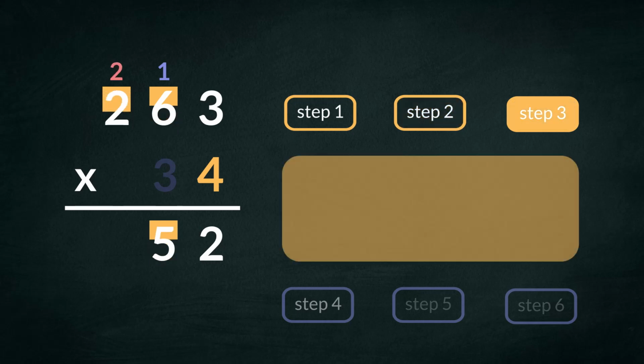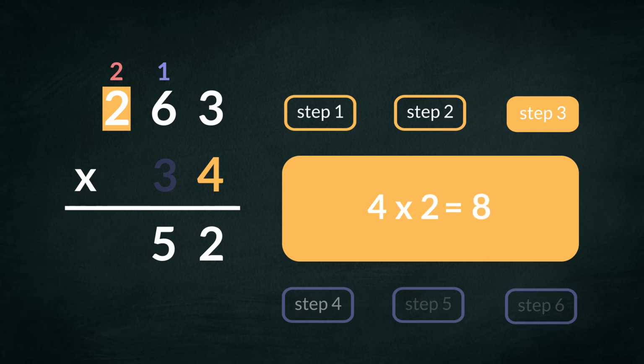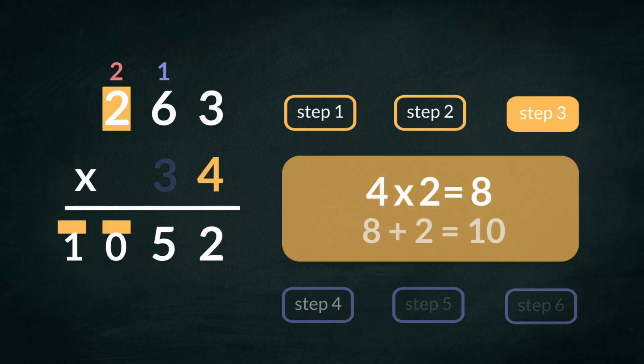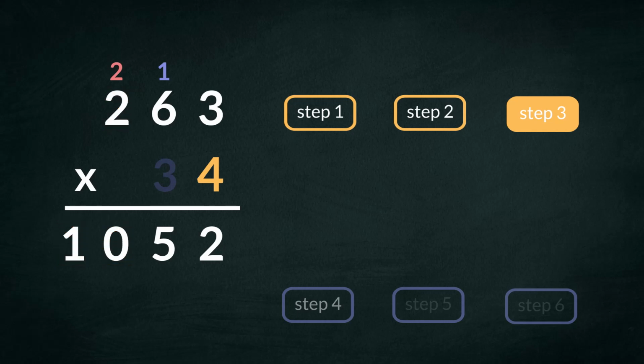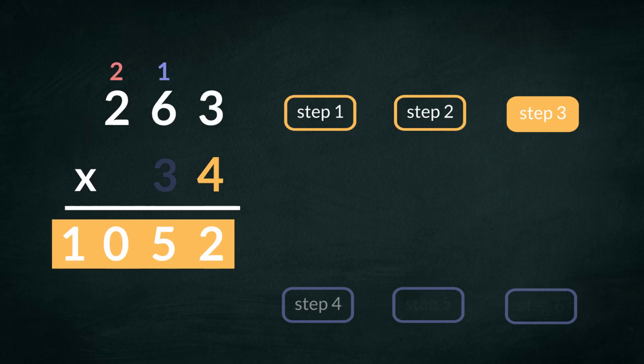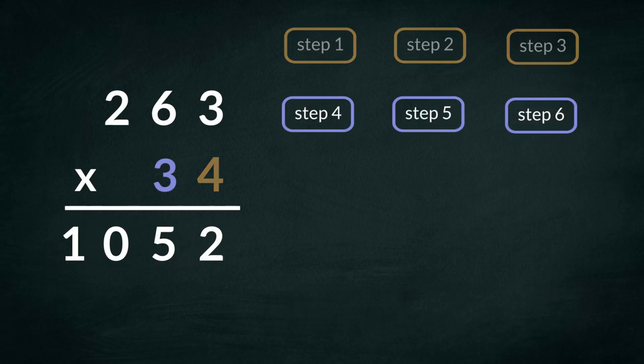Then, in step 3, we have 4 times 2 equals 8, plus the extra 2 on the top to get 10. That's a two-digit number, but do we need to carry 1 to the next column in this case? There's no need, since there's no more columns for us to carry over to. So 1 can stay right where it is. Now that we've done multiplying 4 by all the digits in 263, it's time to move on to the multiplication step with 3. But where would we put the answer down?